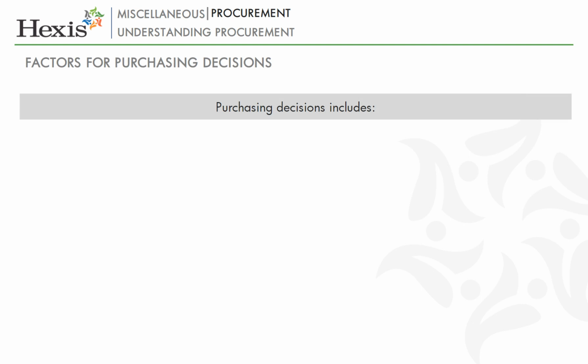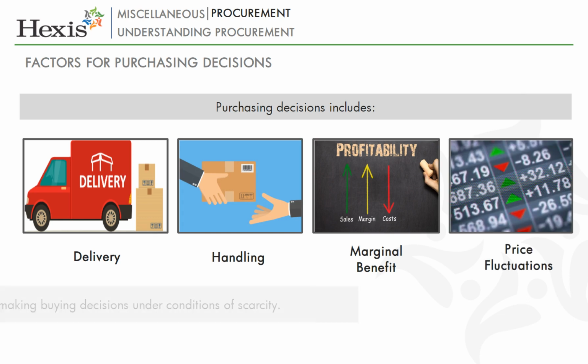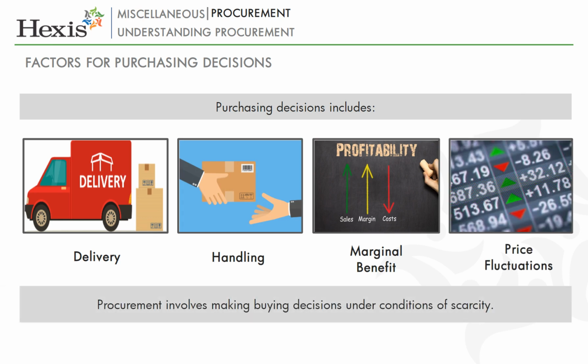Almost all purchasing decisions include factors such as delivery and handling, marginal benefit, and price fluctuations. Procurement generally involves making buying decisions under conditions of scarcity. If good data is available, it is good practice to make use of economic analysis methods such as cost-benefit analysis or cost-utility analysis. An important distinction should be made between analysis without risk and those with risk. Where risk is involved, either in the costs or the benefits, the concept of best value should be employed.